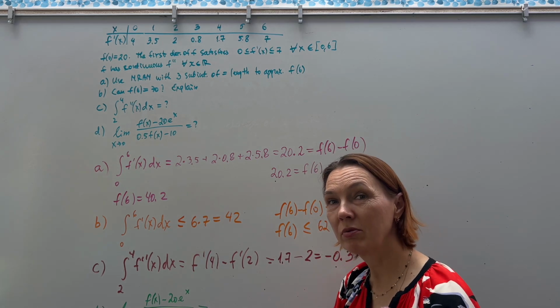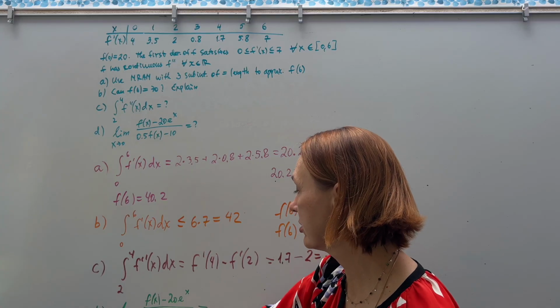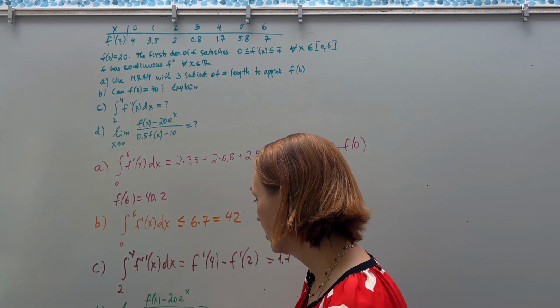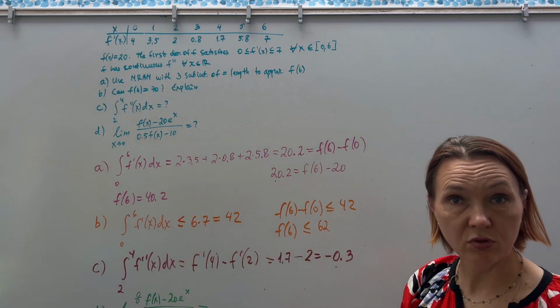For part D, usually when on the AP I'm asked to calculate a limit, I'm suspicious. I think that probably we have to use L'Hopital's rule. It's not that easy. Or even if you just try to plug in x equals 0, f of 0 is 20. Okay, 20 minus 20, that's 0. So we have our indeterminate form 0 over 0, and we have to use L'Hopital's rule.